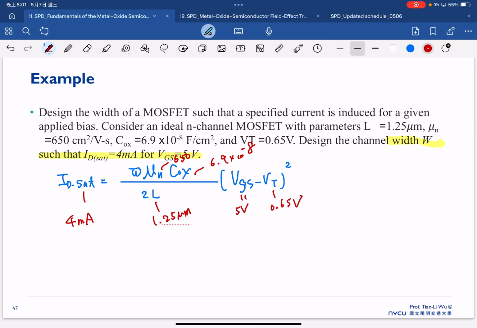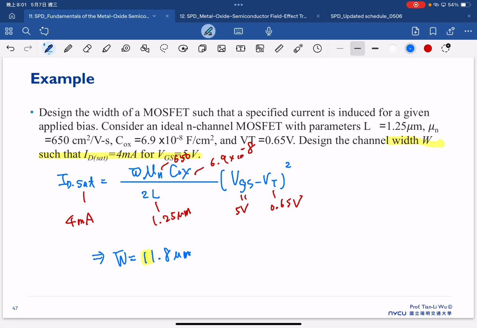So now you can see that this is a very simple design equation, a simple question for designing the transistor based on this saturation current equation. Then with these parameters, we can have the width should be 11.8 micrometer.